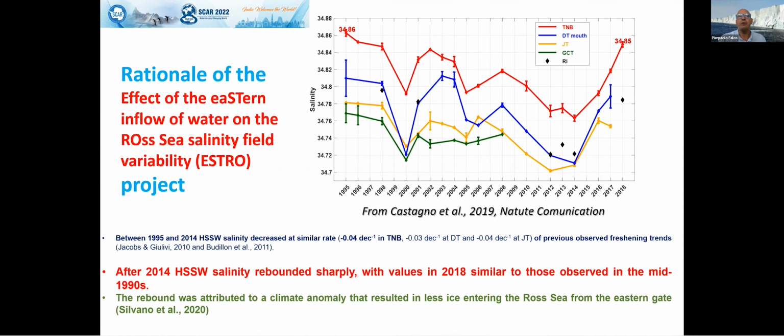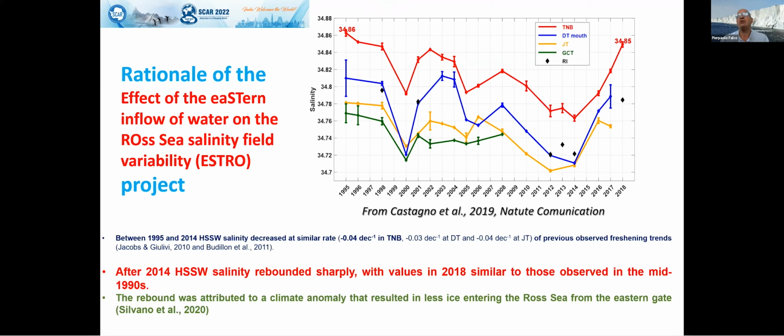This rebound was attributed to a climate anomaly that resulted in less ice entering the Ross Sea from the eastern gate. The multi-decadal trend of freshening was also attributed to fresh water coming from West Antarctica. So the eastern gate of the Ross Sea is a very crucial area.